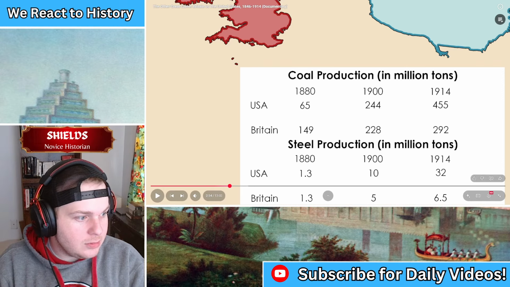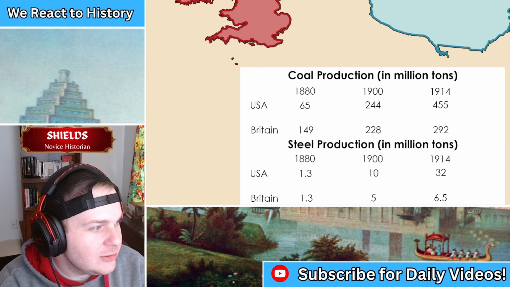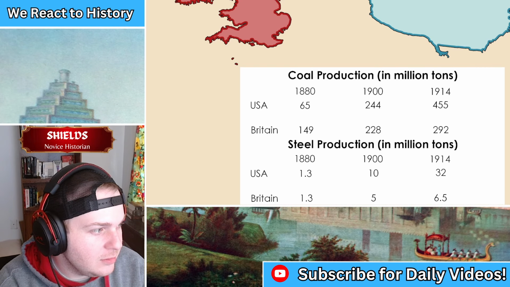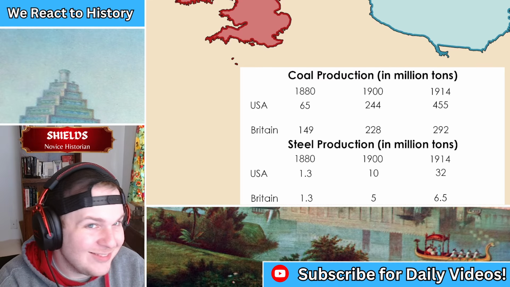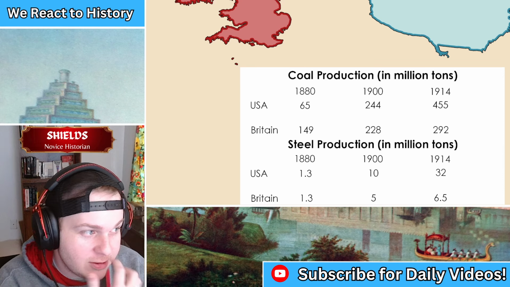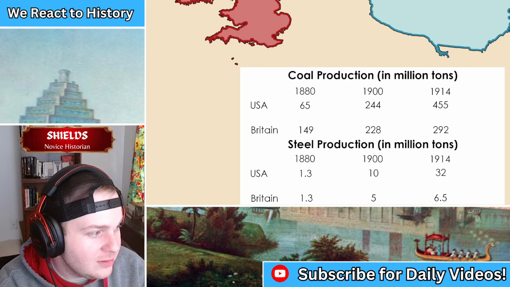So, coal production and steel production, 1880 to 1900. Look at that. It just triples, quadruples. And then Britain sustains. Obviously, you're going to have less resources on that aisle. Steel production is pretty crazy too. 10x, and then 30x. It's just not even close.